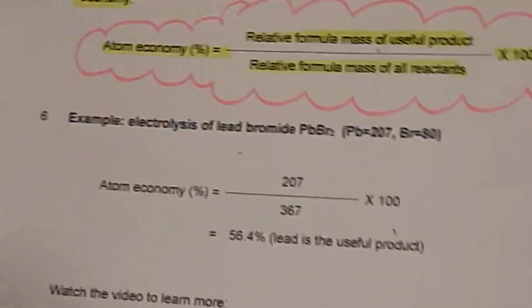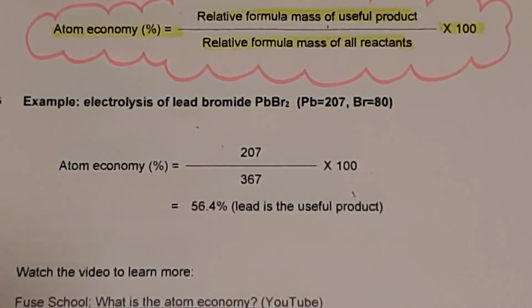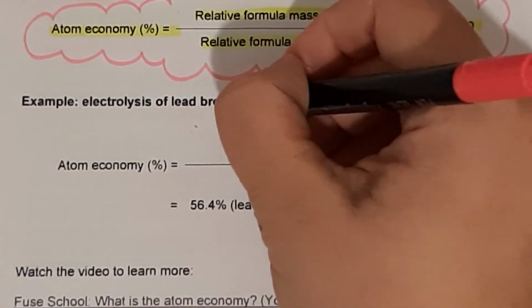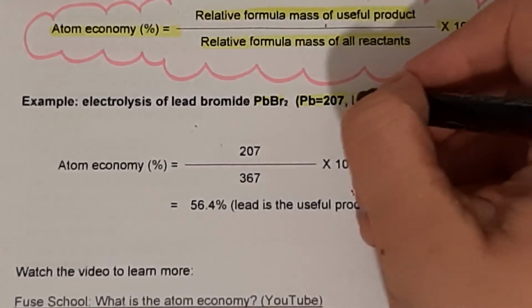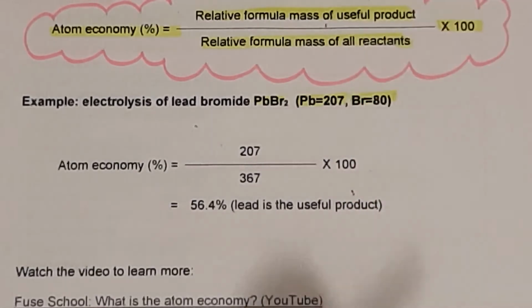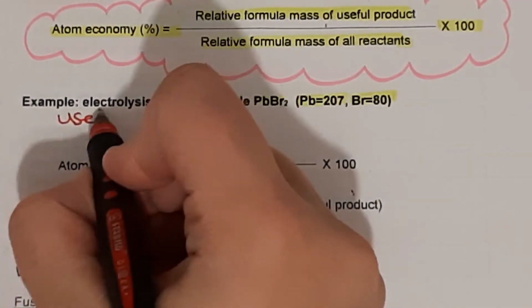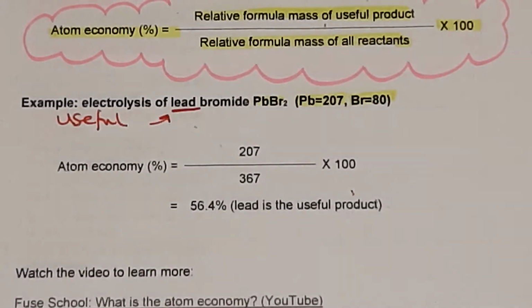For the example, the electrolysis of lead bromide, PbBr2. Lead is 207 for its relative mass, and bromine has 80. This time our useful product is lead. They haven't actually told us that, so our useful product is the lead. That's what they're looking for with this reaction.